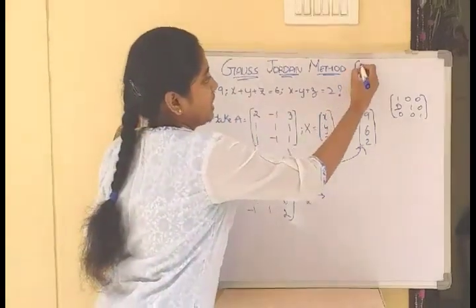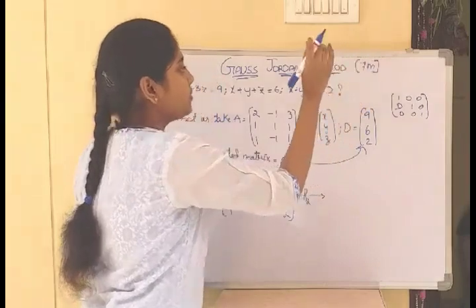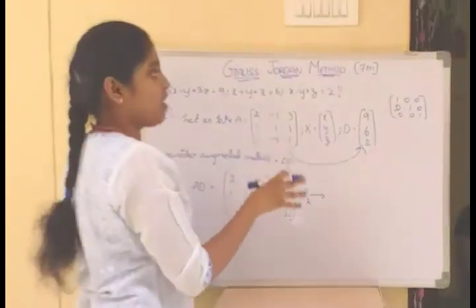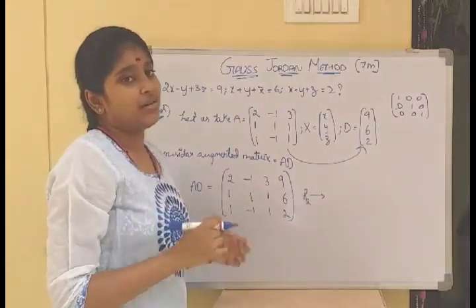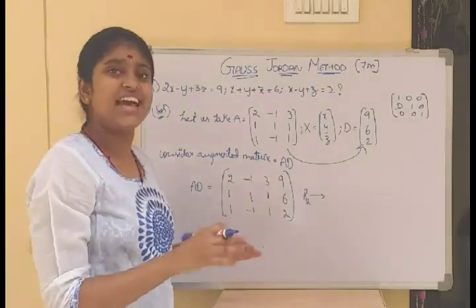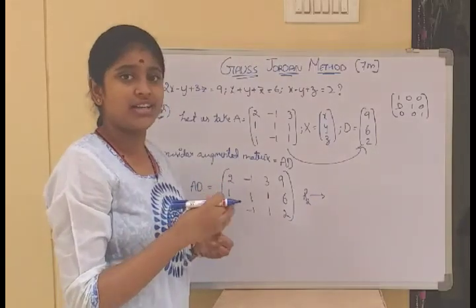The weightage of this sum is 7 marks, and you will be confused here in this Gauss Jordan method, and it is somewhat tough to solve. Now in this video we will learn it easily, and you will get it easily and you will solve it easily.